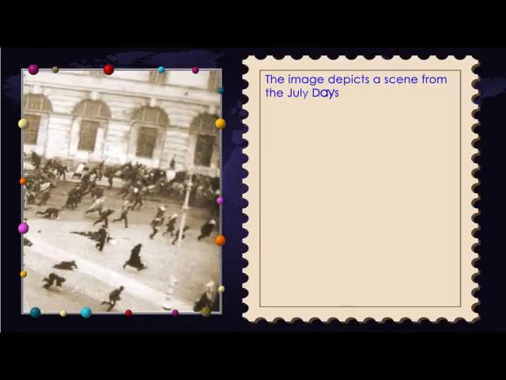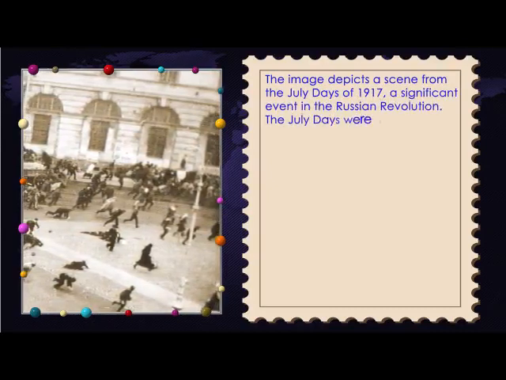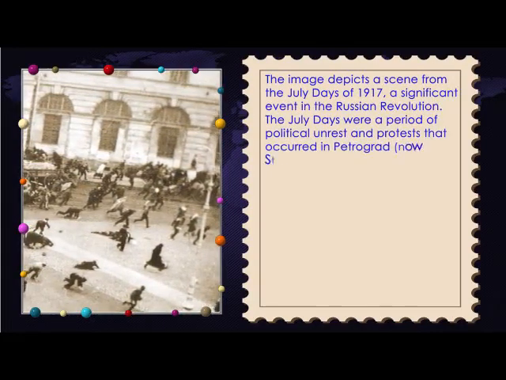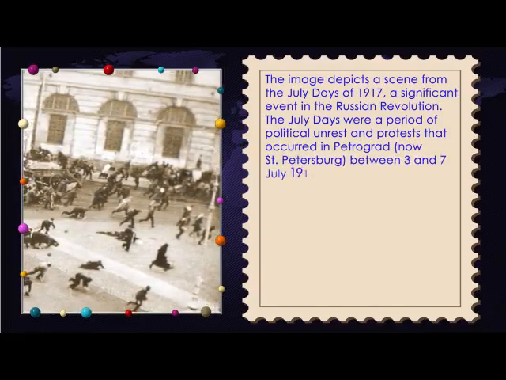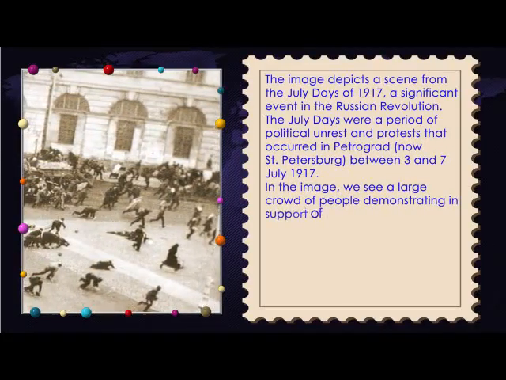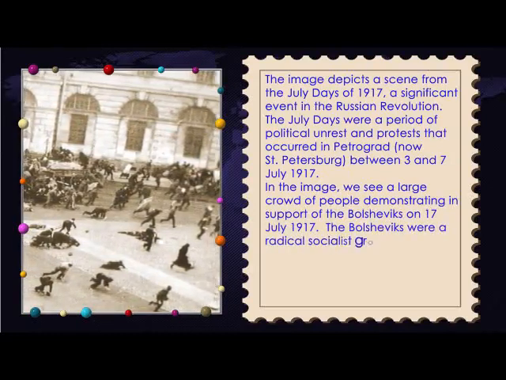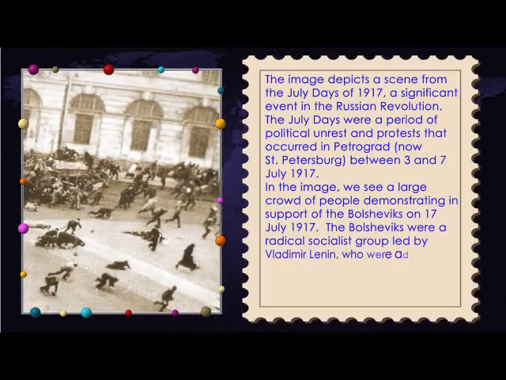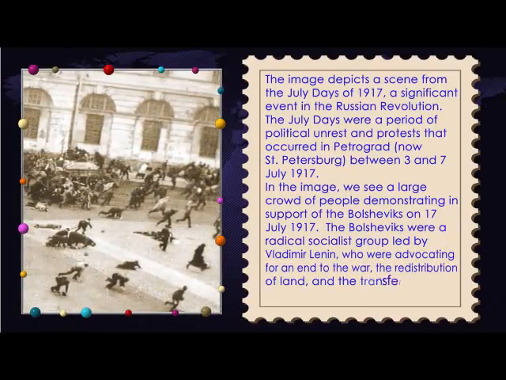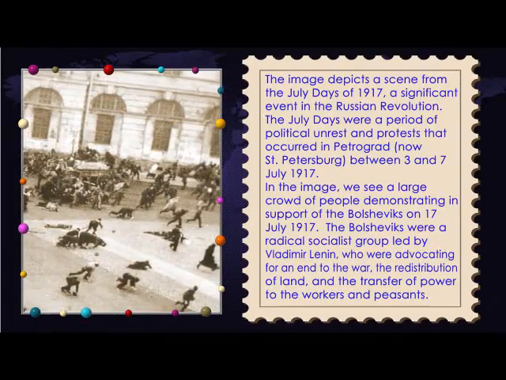The image depicts a scene from the July Days of 1917, a significant event in the Russian Revolution. The July Days were a period of political unrest and protest that occurred in Petrograd between 3rd and 7th July 1917. In the image, we see a large crowd of people demonstrating in support of the Bolsheviks on 17th July 1917. The Bolsheviks were a radical socialist group led by Vladimir Lenin, who were advocating for an end to the war, the redistribution of land, and the transfer of powers to the workers and peasants.